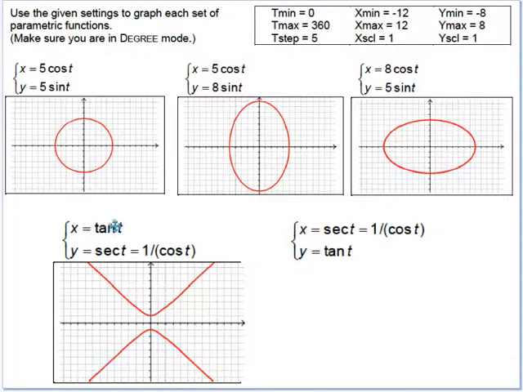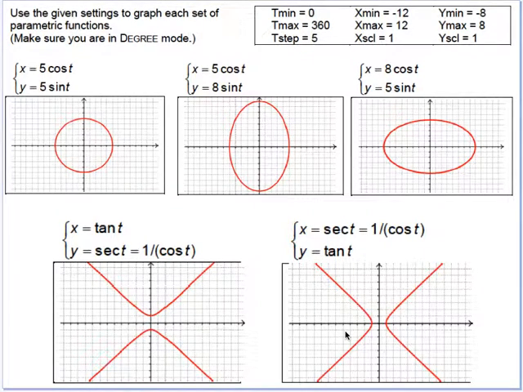Notice that here x is tangent t and y is secant t, and my hyperbolas are opening up and down. What happens if x equals secant t and y equals tangent t? It actually changes the orientation. It rotates that hyperbola around, so instead of opening up and down, you're opening left and right.